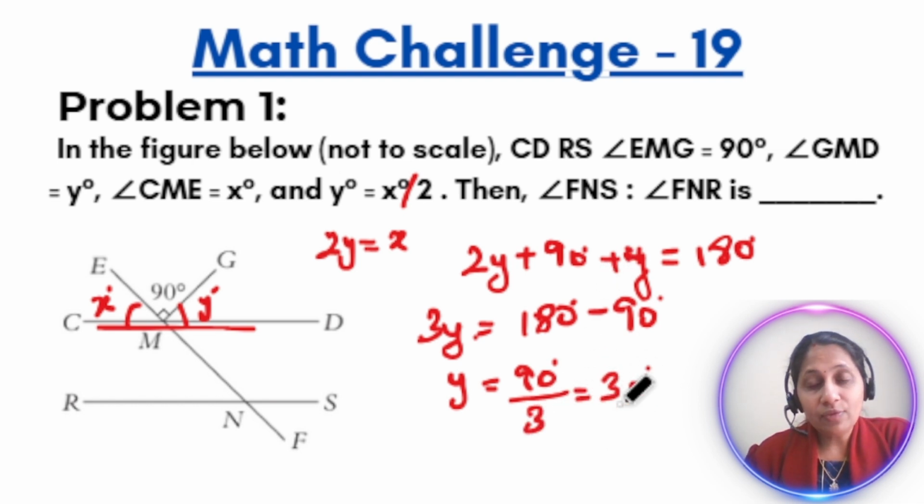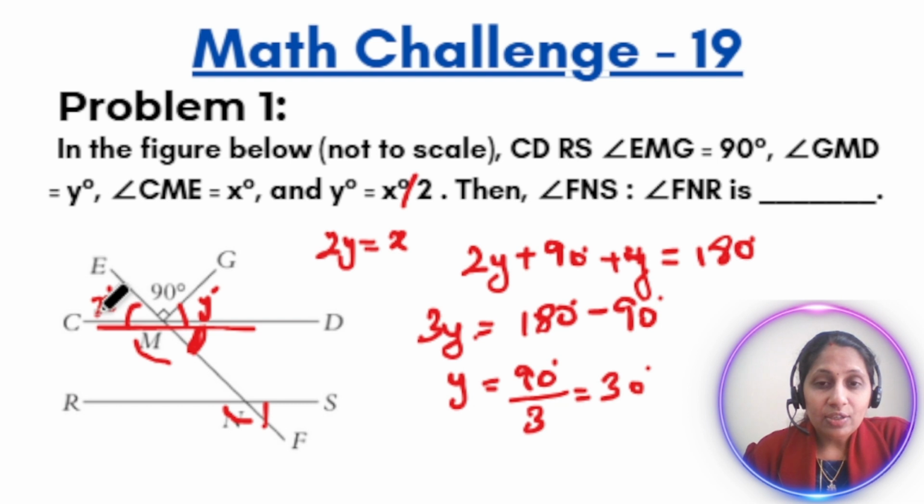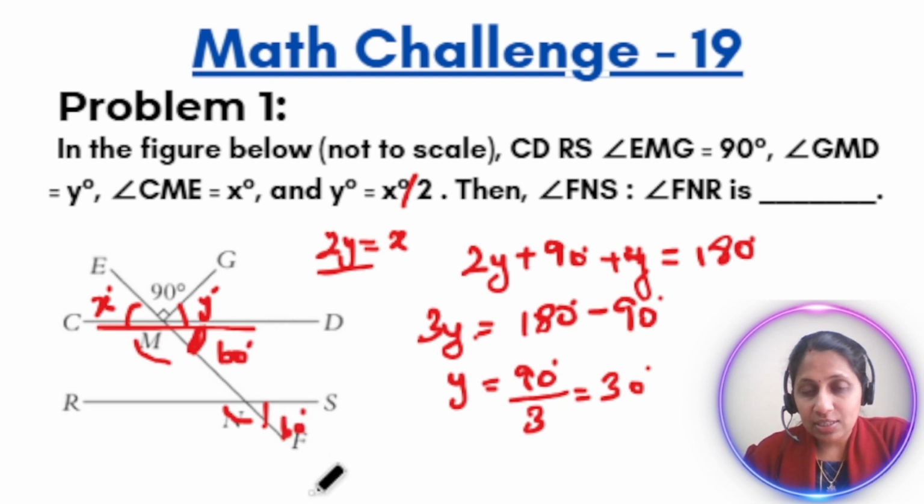Now the question is not finding your y. You have to find FNS, which is this angle, and another one is FNR, this angle. These two angles you have to find. So now let's apply the corresponding angle concept. To apply that, we should know this angle as well as this angle. We know already that this angle is nothing but your X angle because it is vertically opposite. So X is nothing but 2y, so X is 60 degrees. Then FNS will also be equal to 60 degrees.